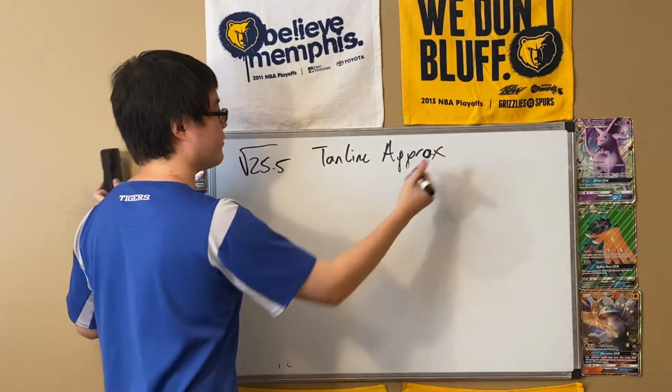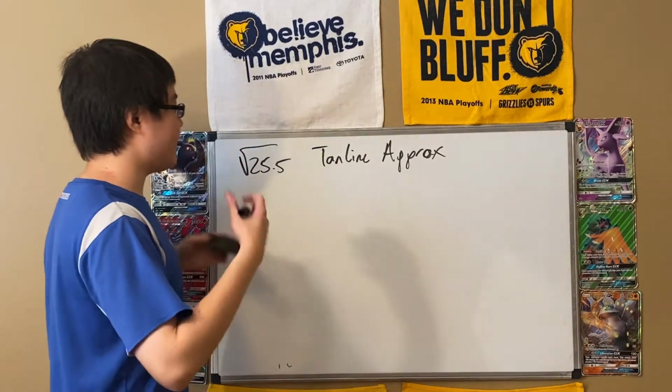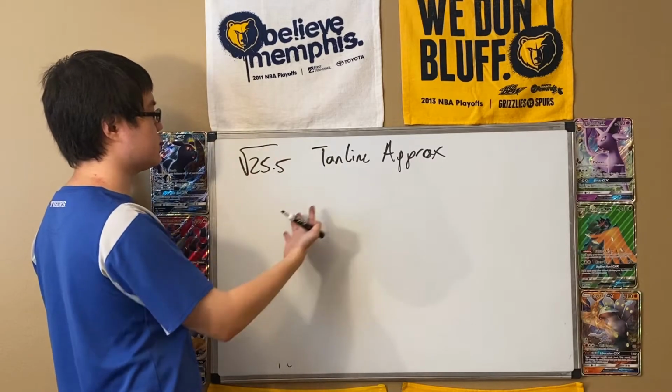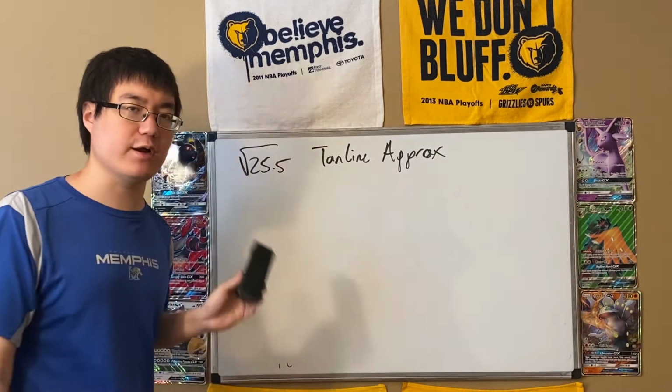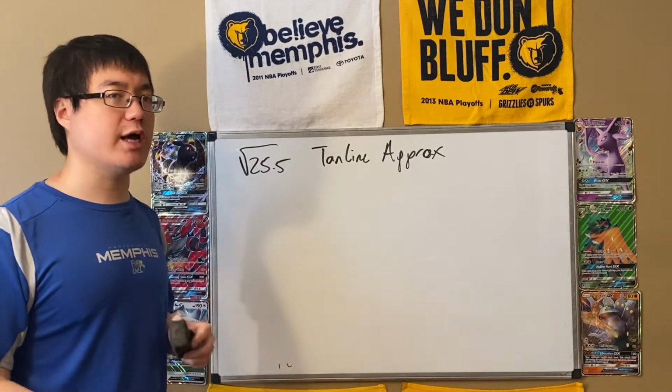So basically, it's the same idea. We're going to find the equation of the tangent line, finding point and slope, where slope is the derivative. Then we're going to plug in this weird decimal number to approximate. So imagine you didn't have a calculator, and you wanted to have a general sense of what the square root of 25.5 is, but all you have is math.